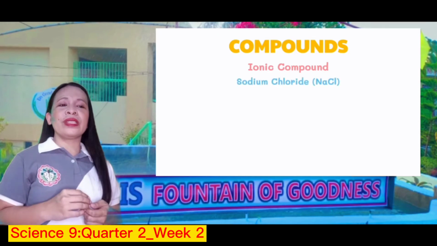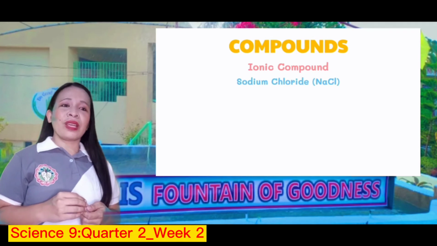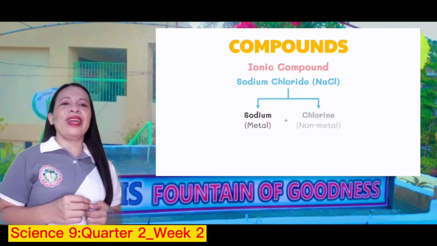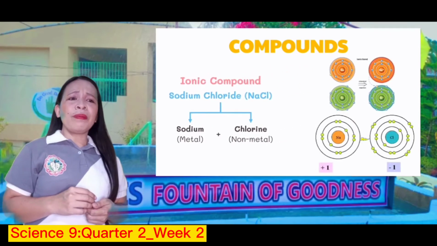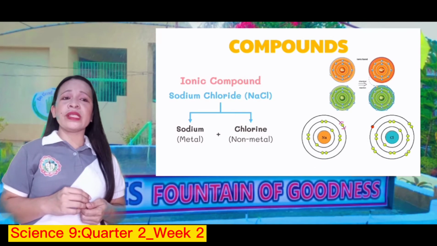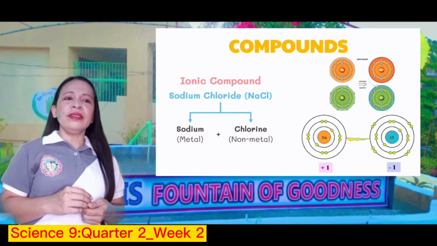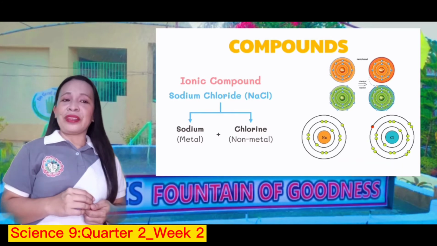Sodium chloride or table salt is an example of an ionic compound. It is a combination of sodium, which is a metal, and chlorine, which is a non-metal. Sodium becomes a cation with a positively charged atom as it loses an electron and transfers to the chlorine atom. Chlorine, gaining the electron, becomes an anion with negatively charged atoms, and eventually an ionic bond is formed.